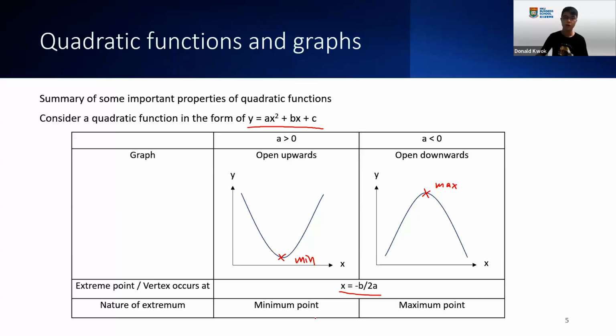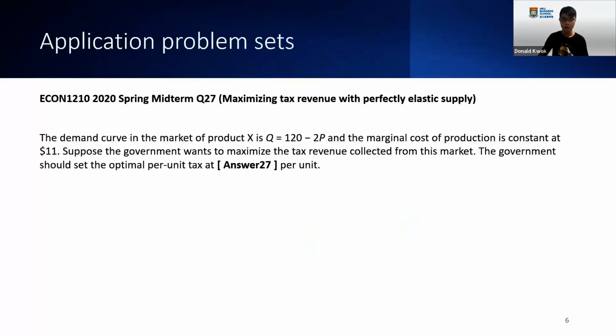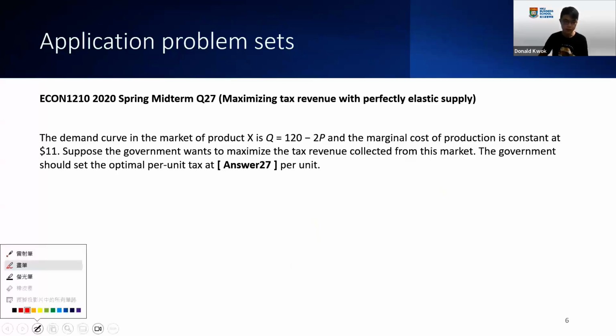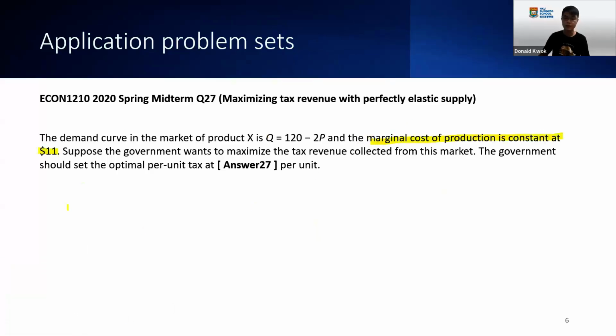Right, that's all for what I'd like to review, and we'll move on to the application problem sets. In the first one, we are given the demand curve and the marginal cost of production. If the government wants to set a per unit tax such that the tax revenue is maximized, what will be the optimal per unit tax to be set? The key thing to recognize is that the marginal cost of production is constant at $11, which means we have a flat supply curve which is perfectly elastic.